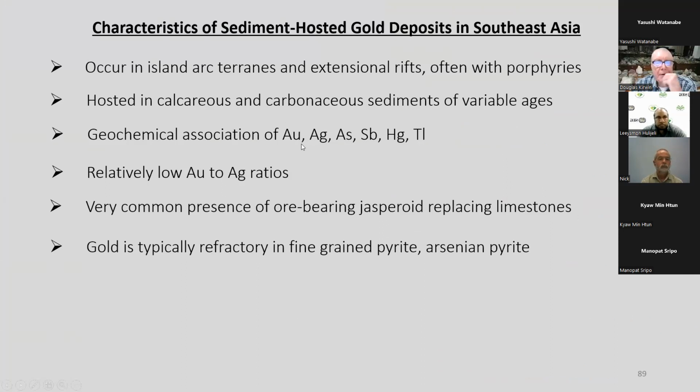There's a clear geochemical association. They have relatively low gold-silver ratios, although not all the time. And the presence of jasperoid is almost ubiquitous, at least in some of the mineral deposits within a district. And the gold is invariably refractory, occurring with fine-grained pyrite and arsenopyrite.